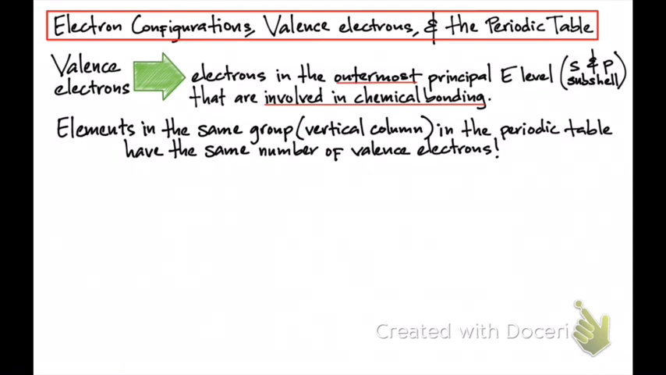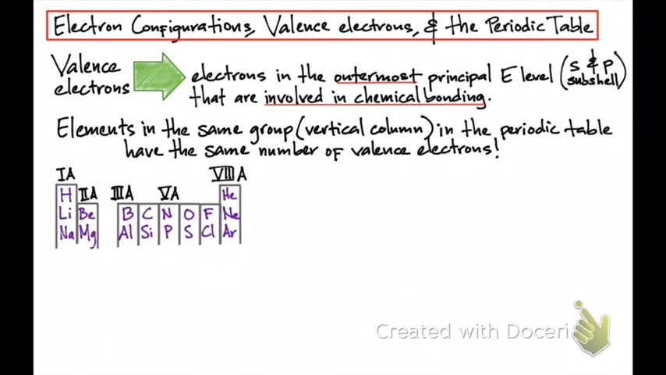If you have two elements that are in the same group, they have the same number of valence electrons. So how do we prove that? Again, if you have, let's say, hydrogen, lithium, and sodium, these three elements will have the same number of valence electrons. Group 2 elements, same number of valence electrons, and so on.